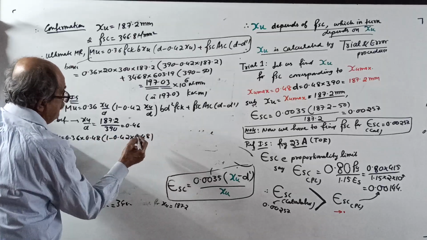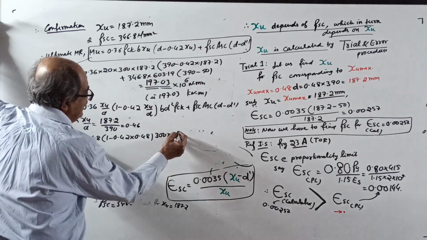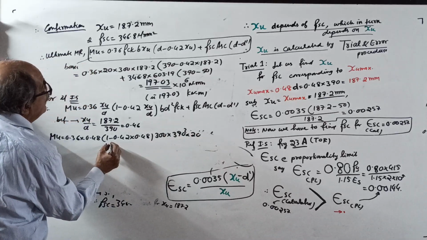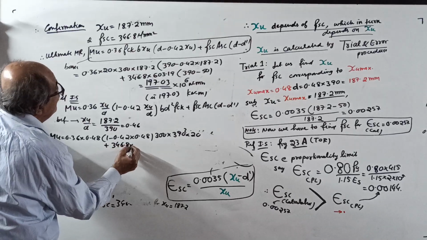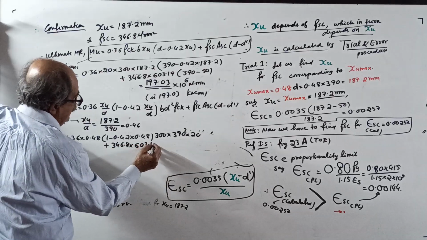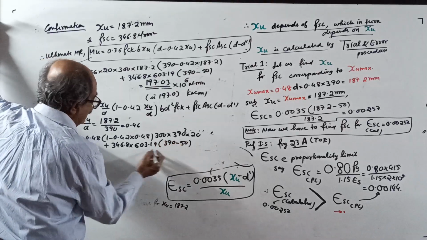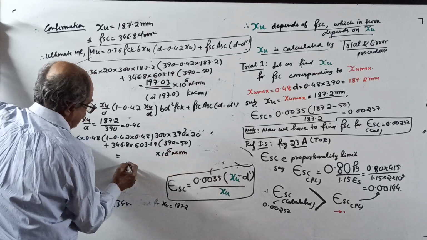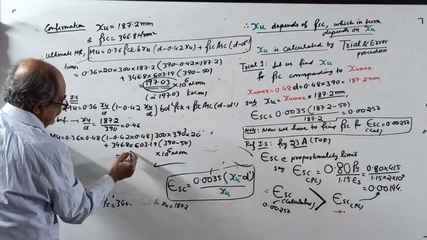into 300 into 390 square into 20 plus 346.8 into 603.19 into 390, 10 to the power 6 Newton millimeter or kilonewton meter. You get 100% same answer.